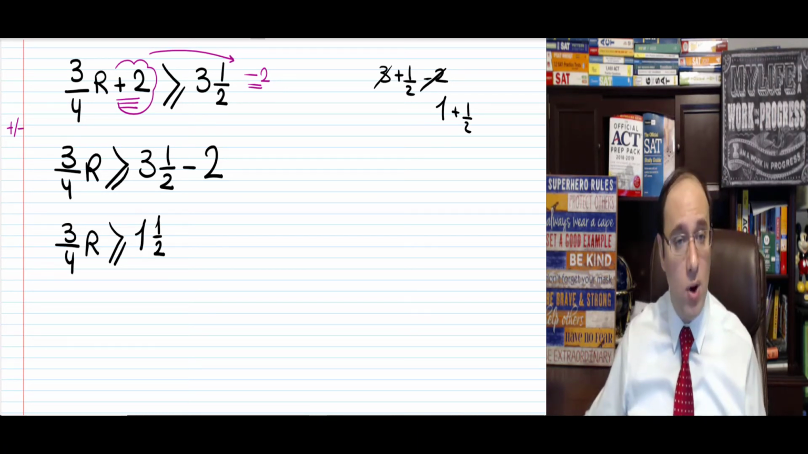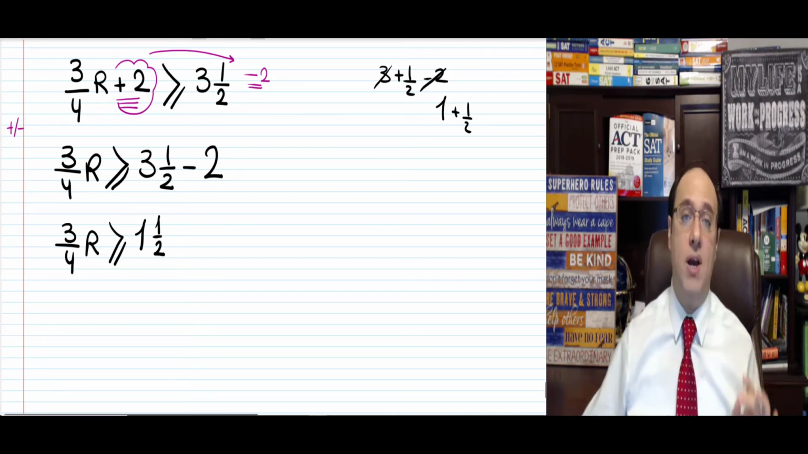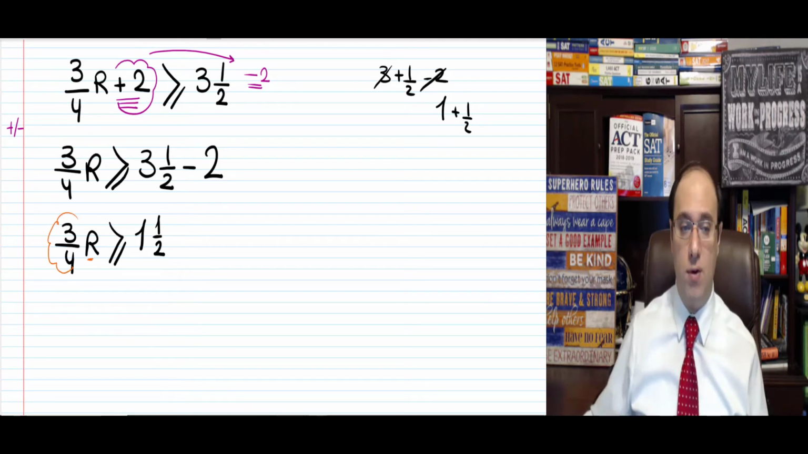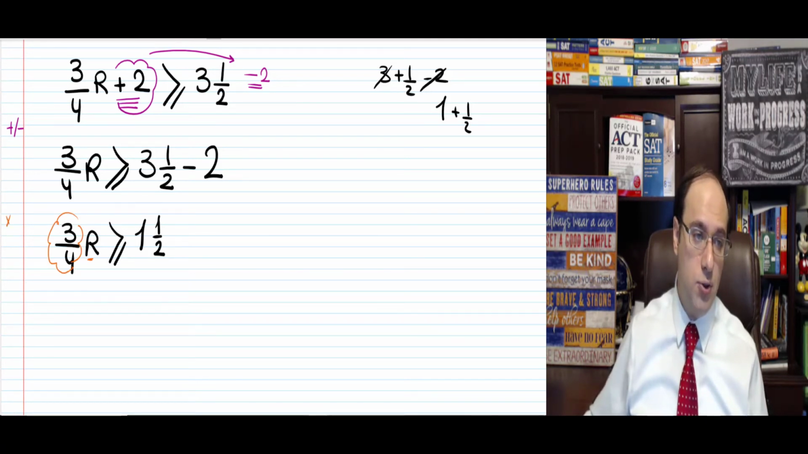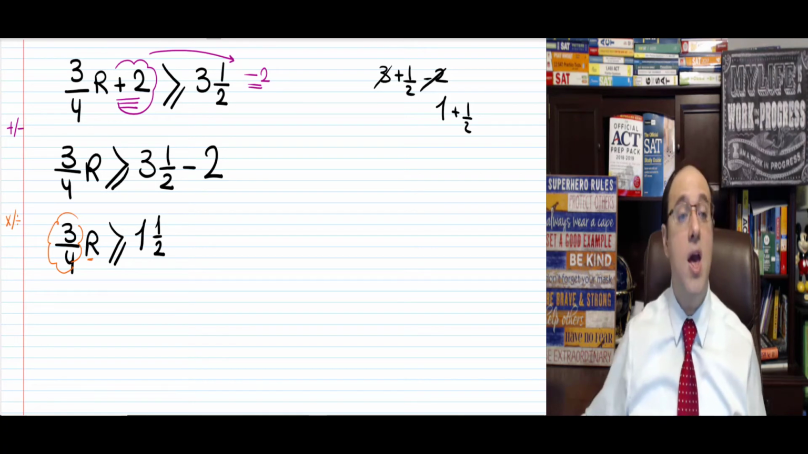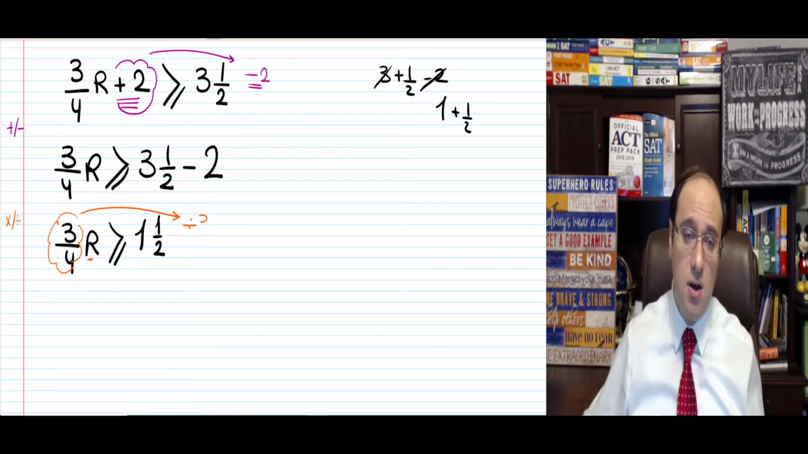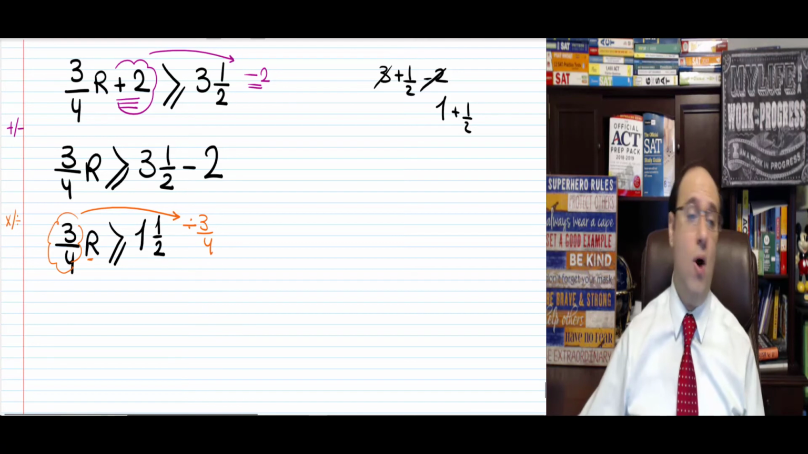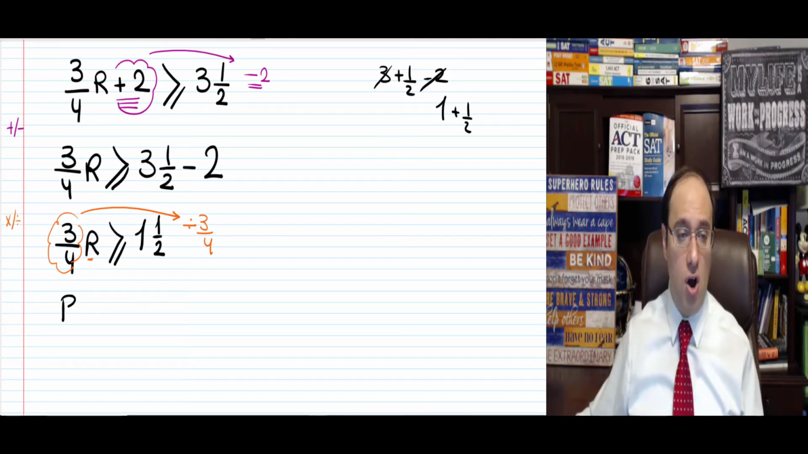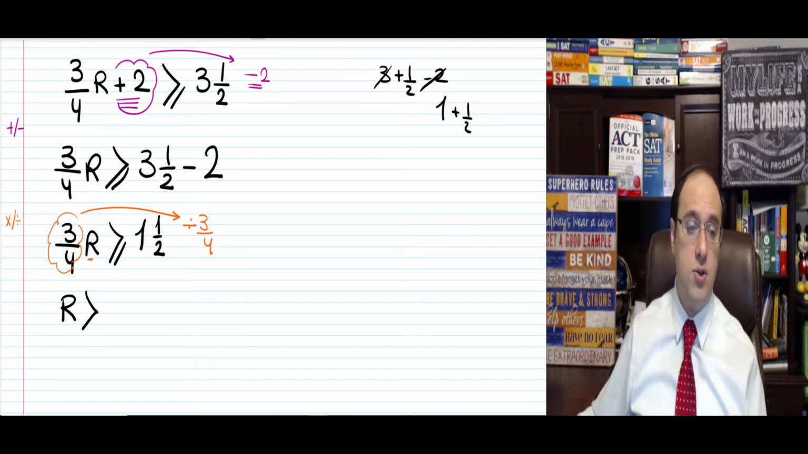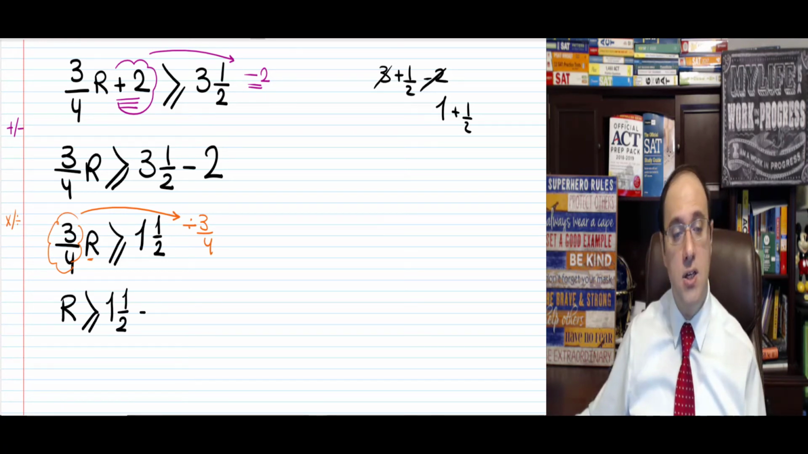Easy. Now we want to get r by itself. In order to get r by itself, we need to get rid of the 3 over 4. 3 over 4 is multiplication or division. Remember the second step. 3 over 4 times r, which means r times 3 over 4, goes to the other side as divided by 3 over 4. Now I rewrite this as just r, because I got rid of the 3 over 4, is greater than 1.5 divided by 3 over 4.